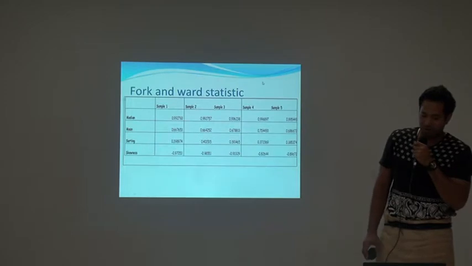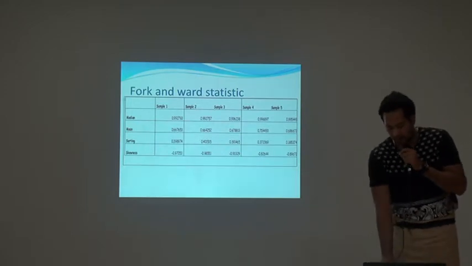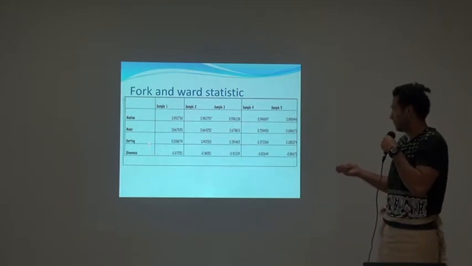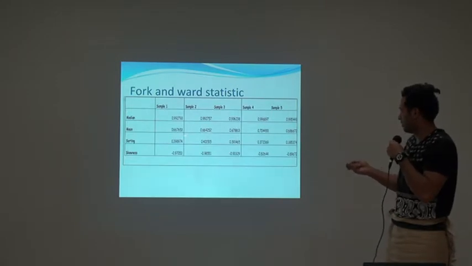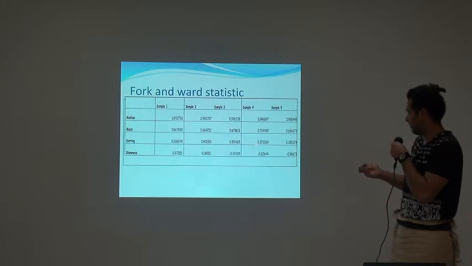The Folk and Ward statistics. As you can see, the mean size for all samples is almost the same. The sorting values are below 0.5 and the skewness values are all negative.